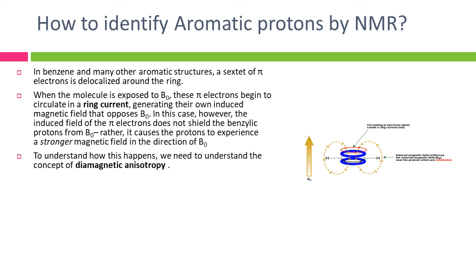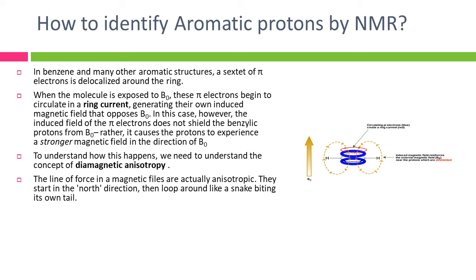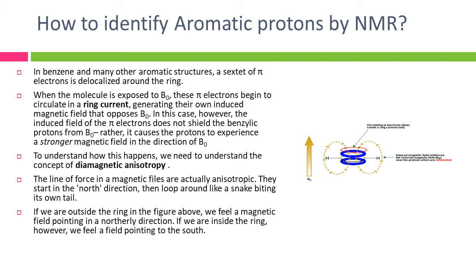In this case, however, the induced field of the pi electrons does not shield the benzylic protons from B naught. Rather, it causes the protons to experience a strong magnetic field in the direction of B naught. To understand how this happens, we need to understand the concept of diamagnetic anisotropy.